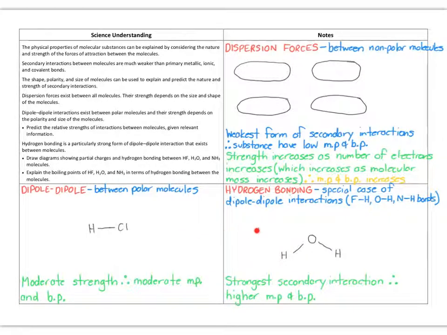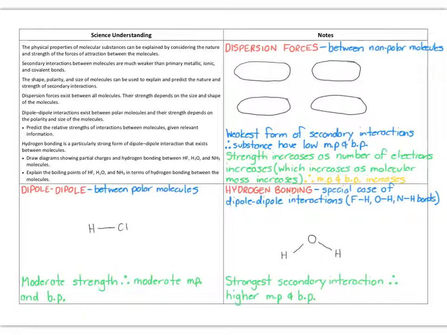So these two here are both forms of dipole-dipole. They're quite similar, but usually because these ones here that involve fluorine and hydrogen, oxygen and hydrogen, nitrogen and hydrogen, form particularly strong dipole-dipole interactions, we tend to classify them separately. But in terms of the concepts that underlie them, it's basically the same in both cases. Let's start by going back to dispersion forces.